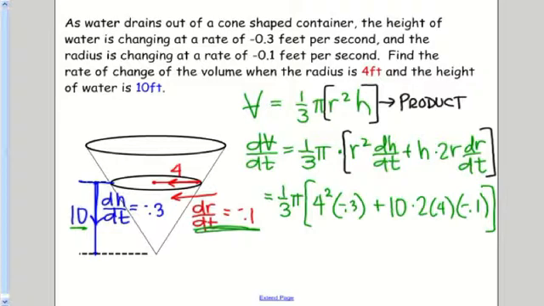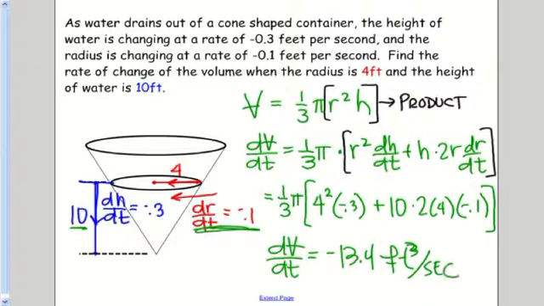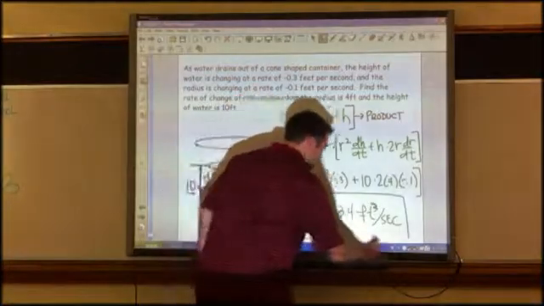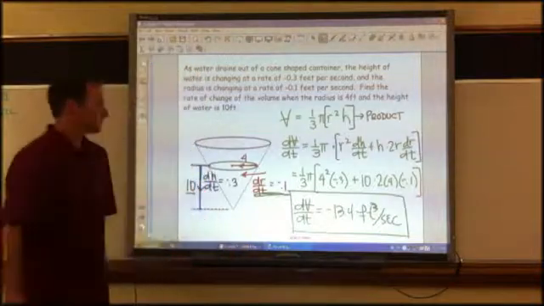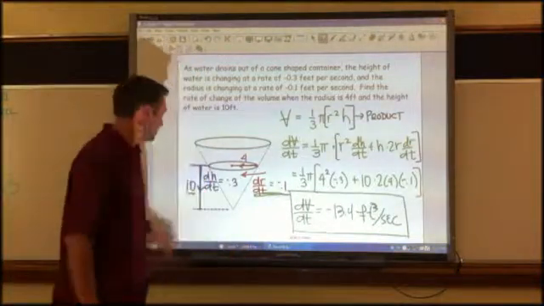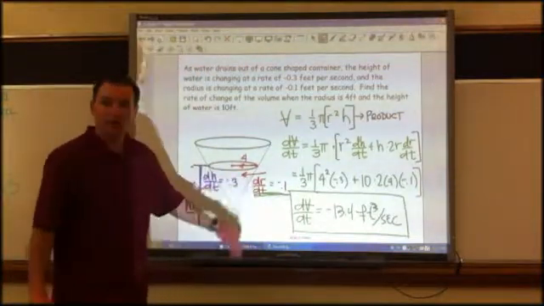We get that dV/dt is negative 13.4, this time cubic feet per second. Negative value is totally acceptable because the volume is actually decreasing, right, in this problem.